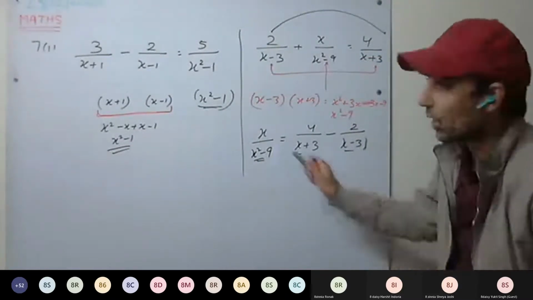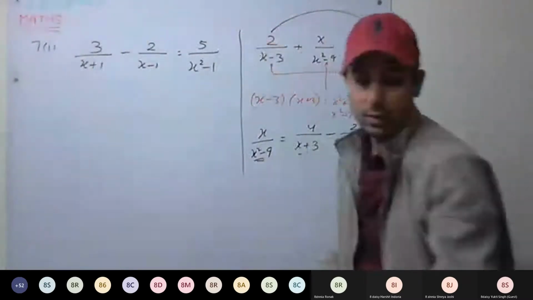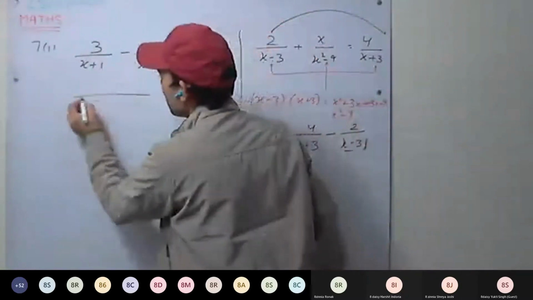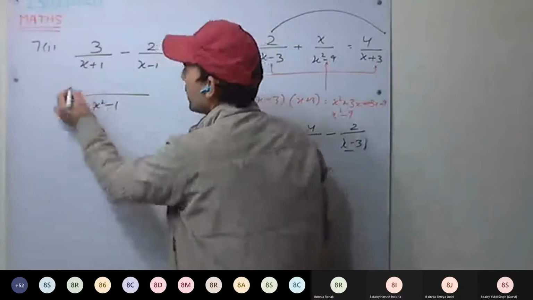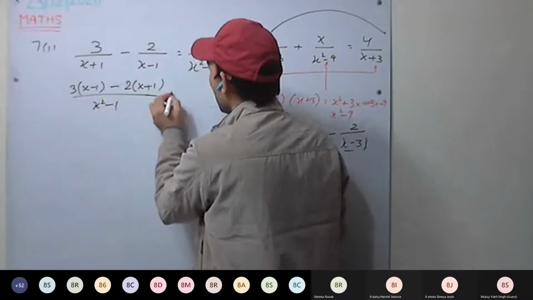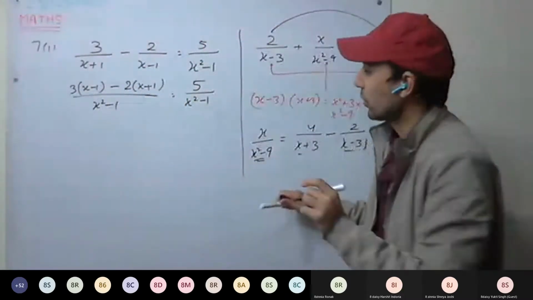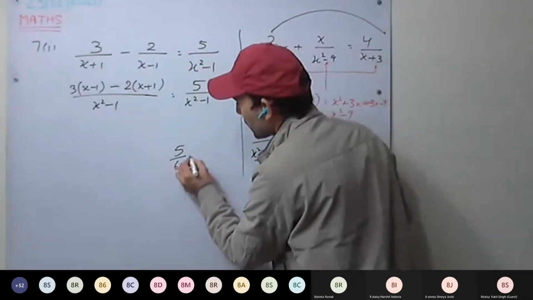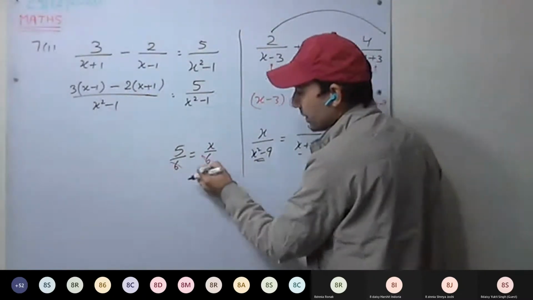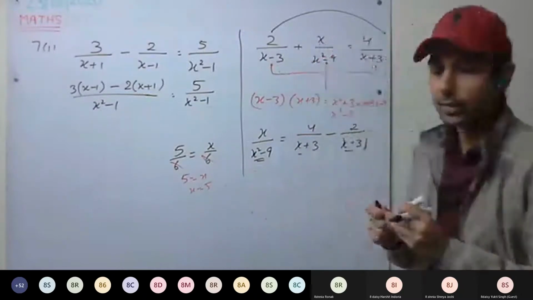Okay, now we solve the first one. Here we do not require to rearrange the equation. So now take the LCM. In the denominator it will be x square minus 1. 3 into x minus 1 minus 2 into x plus 1 equal to 5 upon x square minus 1. If I write the equation like 5 upon 6 equal to x upon 6, what can we do? We can cancel these two, and 5 equal to x, or x equal to 5 we can write. Is this fine?